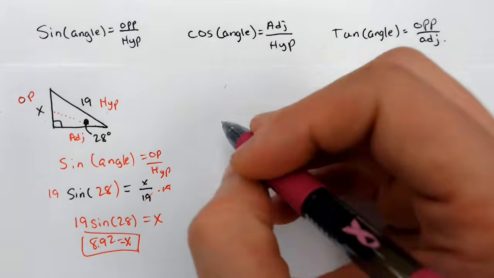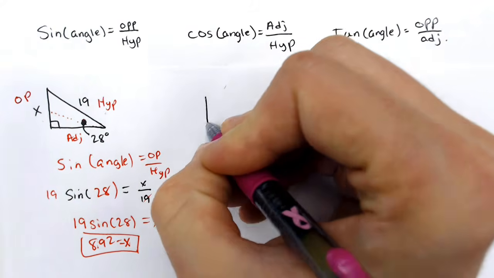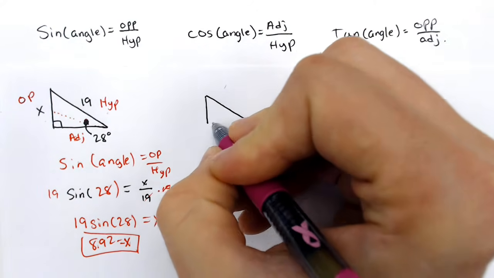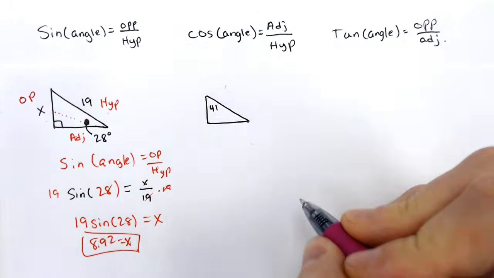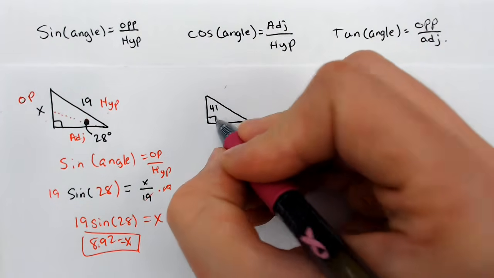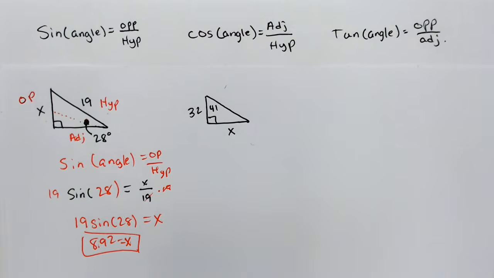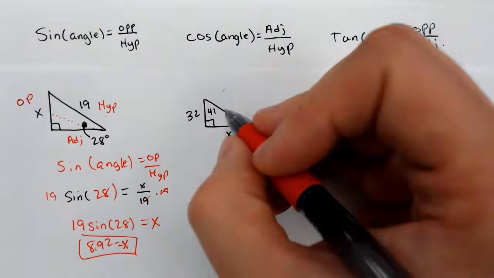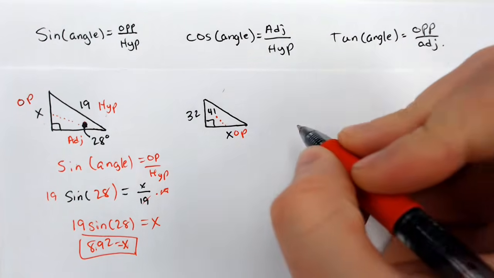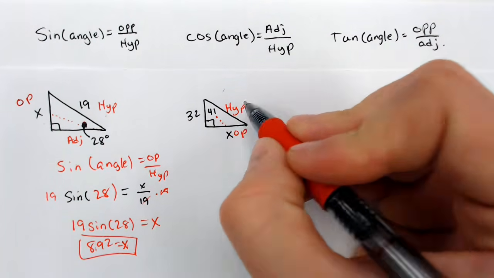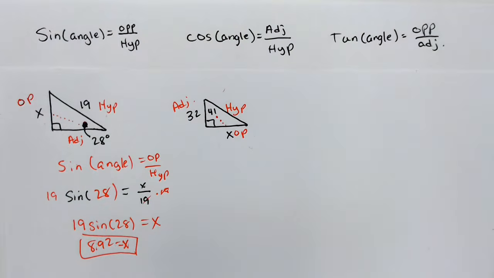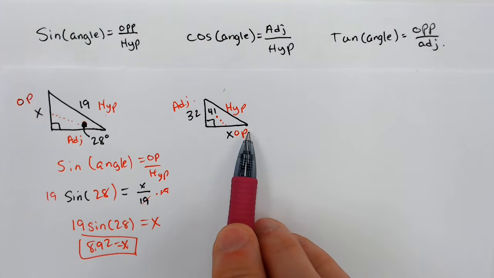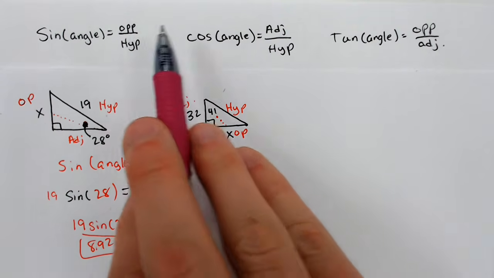So, let's see here. Let's do a triangle. And on this triangle, I am going to throw my angle in over here as 41. And this is going to be x, and this is going to be 32. So I'm going to label my opposite side. I am going to label my hypotenuse, which is always across from that right angle, and my adjacent. I look, and I'm like, all right, what do I have? What do I want? I have my adjacent. I want my opposite.